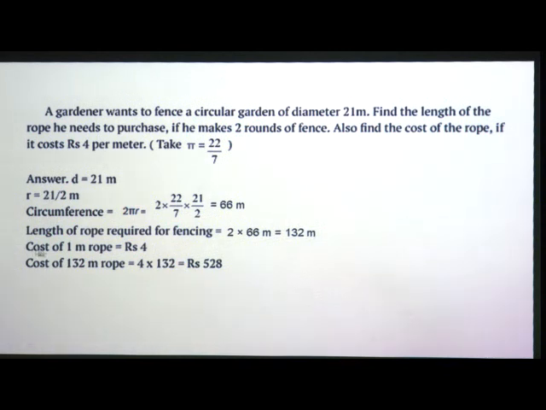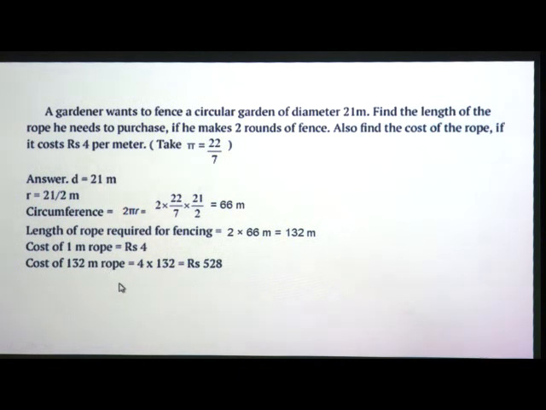Now, the cost of 1 meter of rope is given to us as rupees 4. 1 meter will cost 4 rupees, then what will be the cost of 132 meter of rope? It is equal to 4 multiplied by 132, which is equal to 528 rupees. What is this 528 rupees? It is the cost of the rope to make 2 rounds to fence the circular garden.